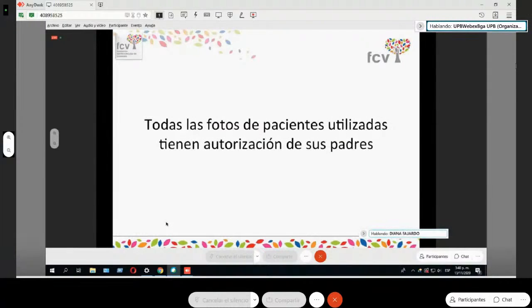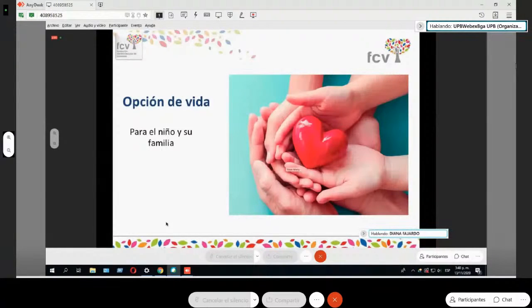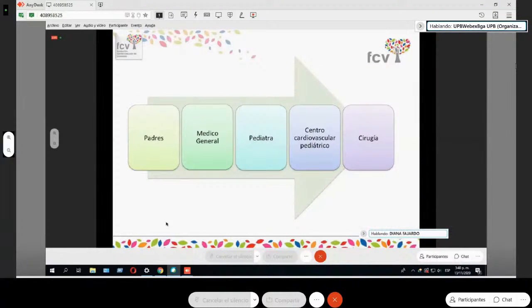So we believe surgery is a choice of life for the child and his family. And this life choice is the result of work with parents. It is important that parents realize that something is not okay with their kids. Fortunately, parents are aware now of prenatal diagnosis, and either the gynecologist, the general physician, or the pediatrician refers them to the cardiovascular center where the kid is assessed, and after the assessment by different specialties, we can offer the patient surgery.